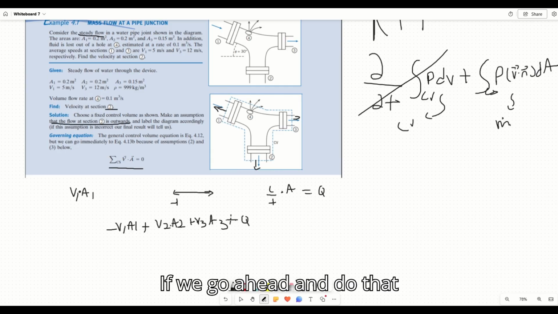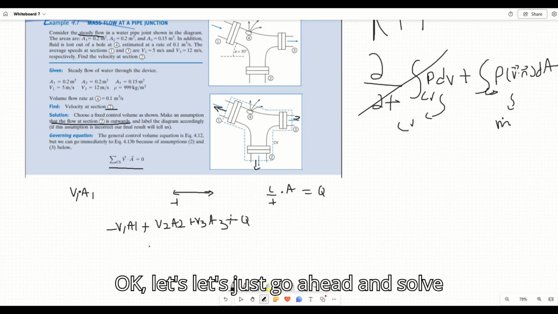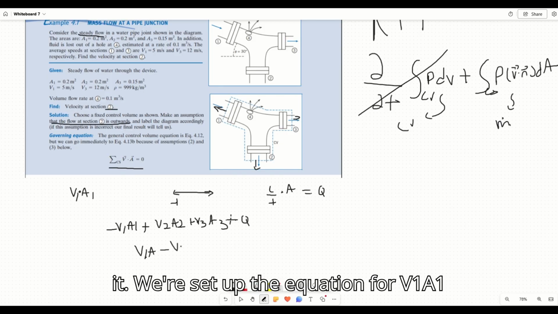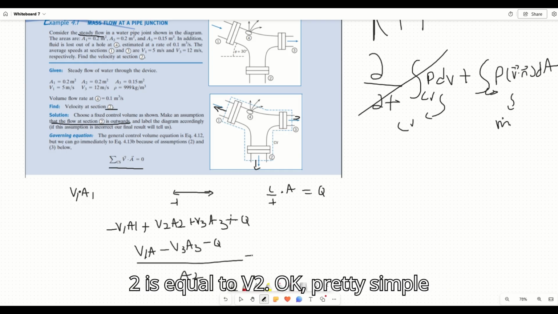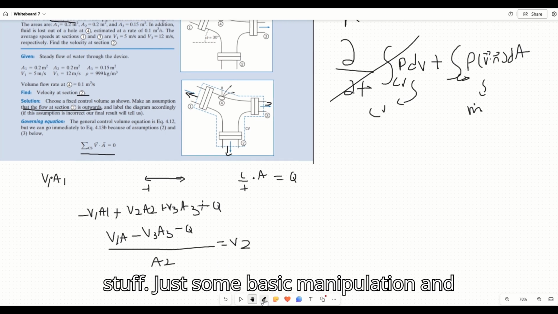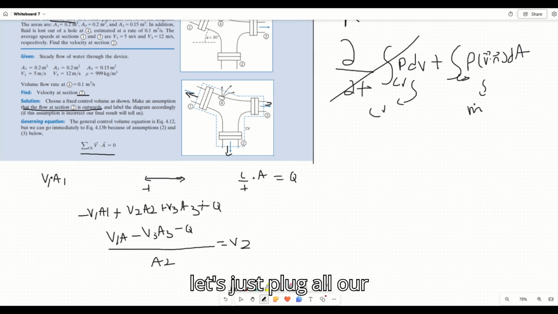Now if we go ahead and do the algebra to solve this for V2, okay, let's just go ahead and set up the equation for it. V1, A1 minus V3, A3 minus Q, all of that over A2 is equal to V2. Okay, pretty simple stuff, just some basic manipulation, and let's just plug all our terms in.